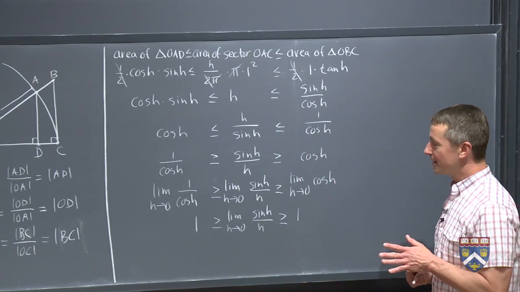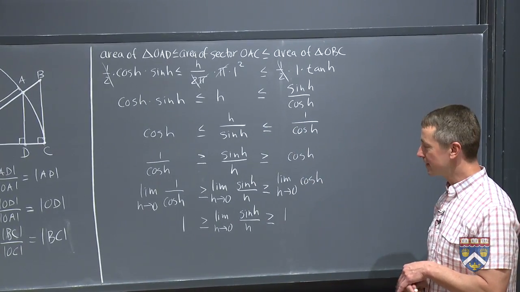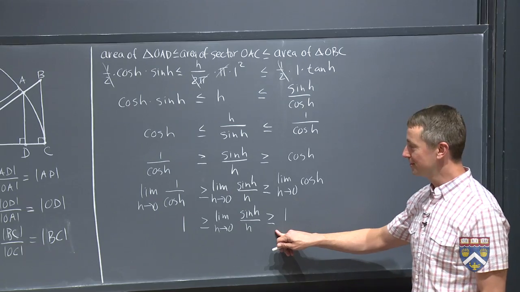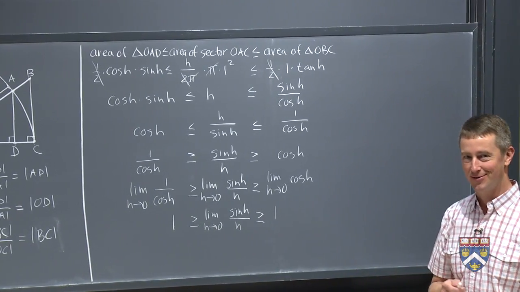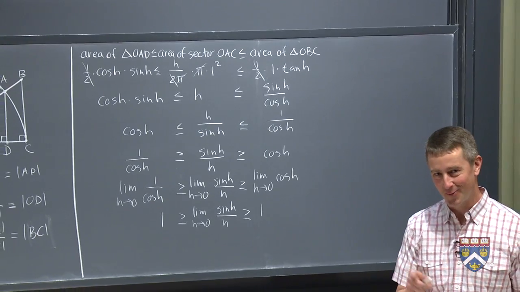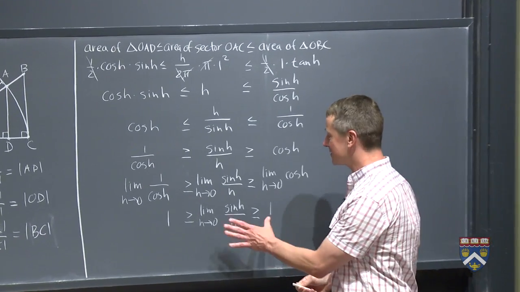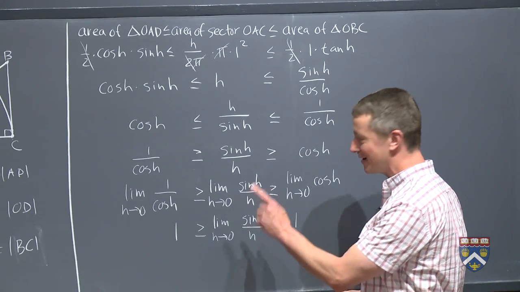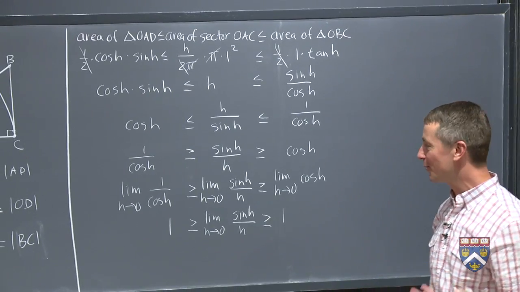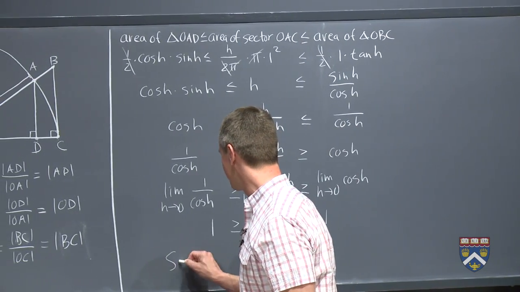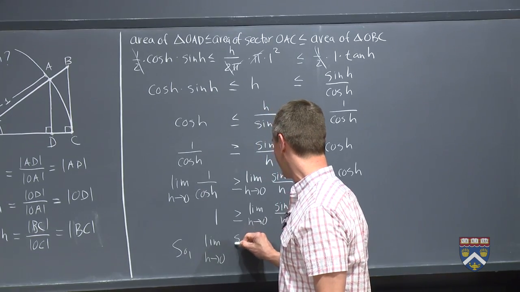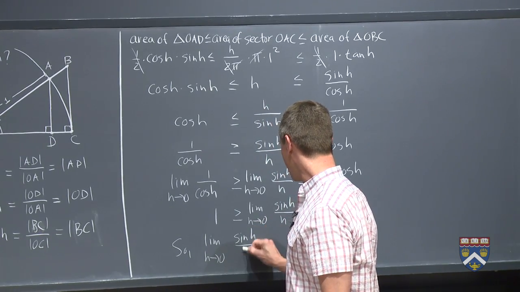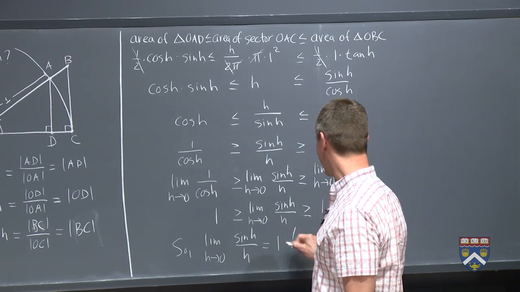So the quantity that we are trying to evaluate is greater than or equal to 1 and less than or equal to 1. How many such quantities are there? There's only one. What is the only number that is greater than or equal to 1 and less than or equal to 1? It's the number 1. So what have we proved? We've proved that the limit as h goes to 0 of this thing we were looking for, sine h over h, is exactly 1.